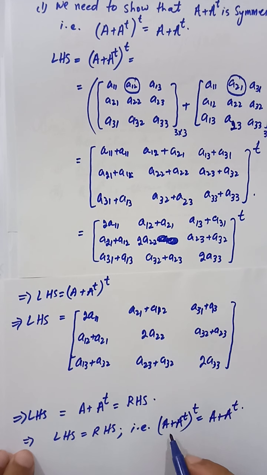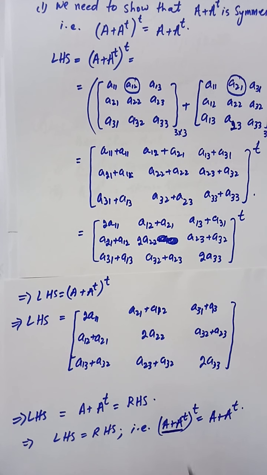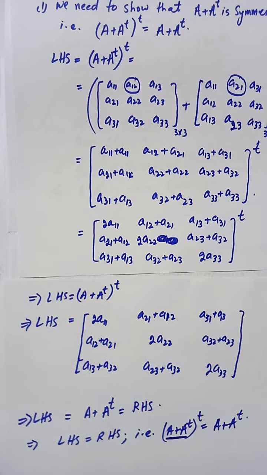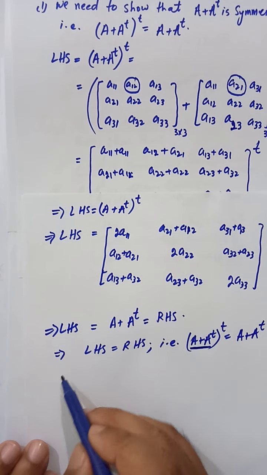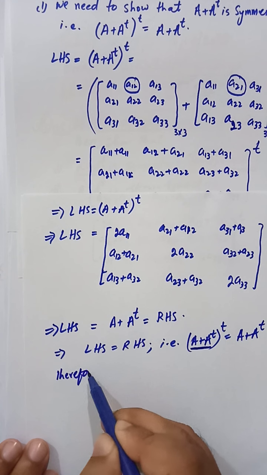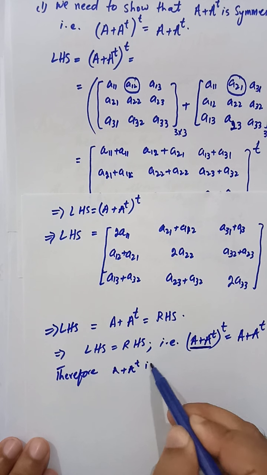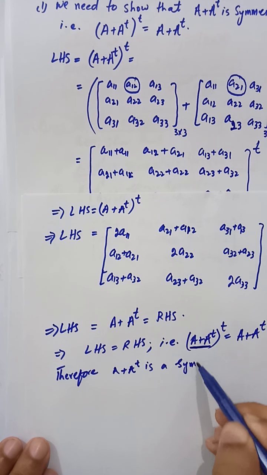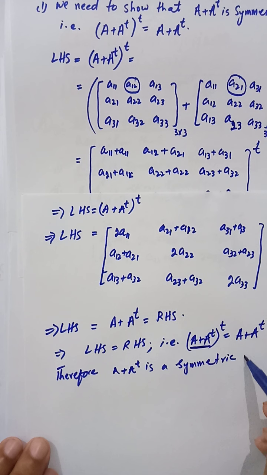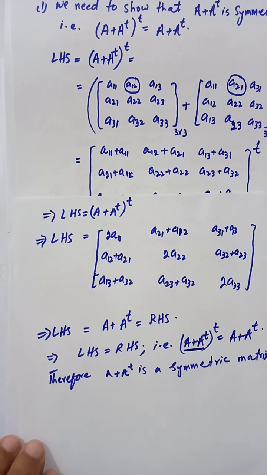So what does it mean? It means that if this is your matrix, its transpose is equal to itself. When the transpose of a matrix is equal to itself, that matrix is called a symmetric matrix. Therefore we can write that A plus A transpose is a symmetric matrix. So this is the required proof for part number 1.